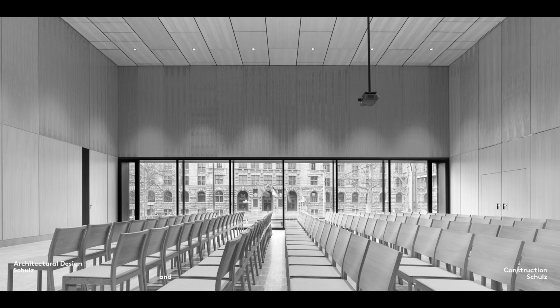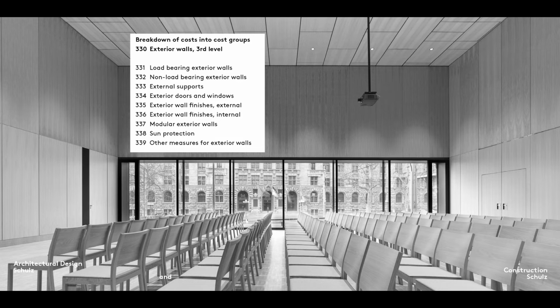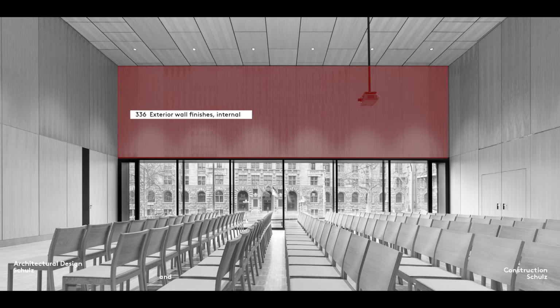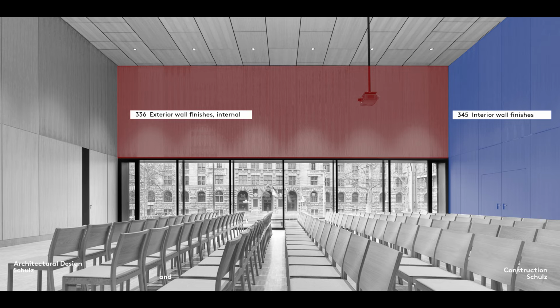DIN 2761's complex subdivision into exterior wall finishes, external cost group 335, and exterior wall finishes, internal KG 336, makes the important distinction between the outer facade of a building and the internal wall finishes on exterior walls. The latter are often identical in structural terms to other interior wall finishes, cost group 345.